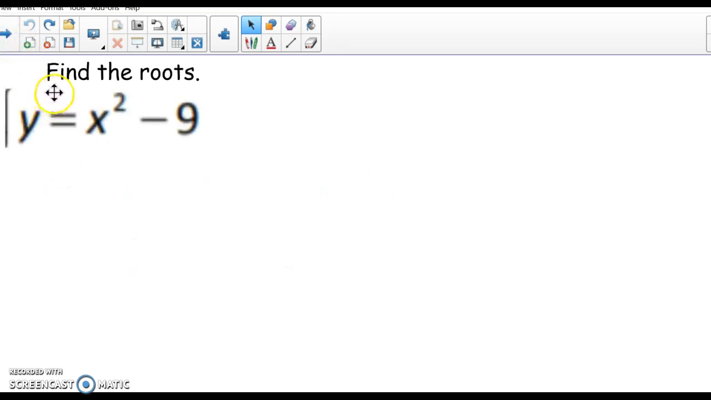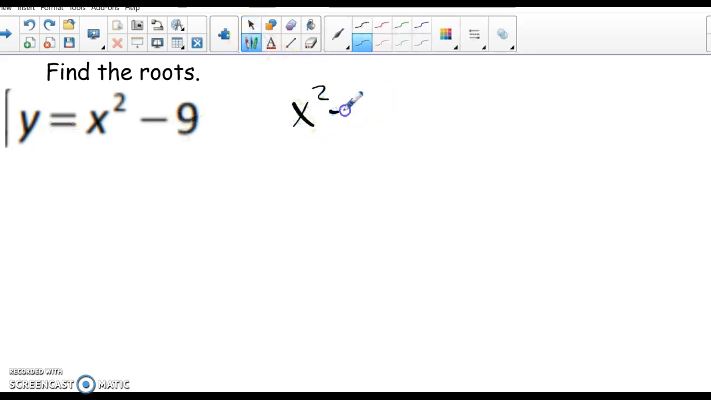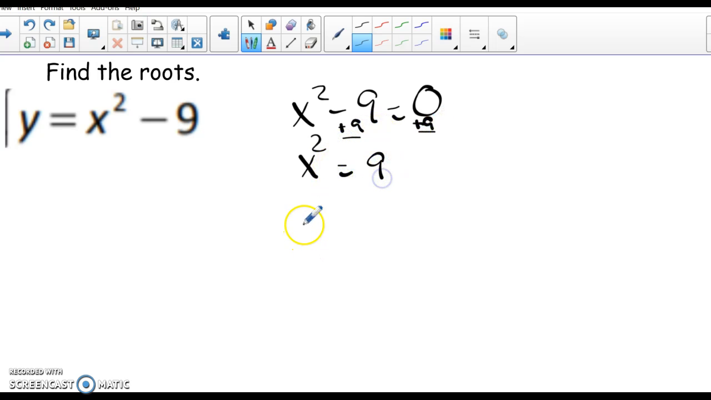For this question, I'm asked to find the roots. Whenever I'm asked to find the roots, I just simply want to know the solutions. So what I would do, I would set this equal to 0, bring the 9 over by adding it to both sides. So I get x squared is equal to 9. I take the square root, so I get positive and negative 3.